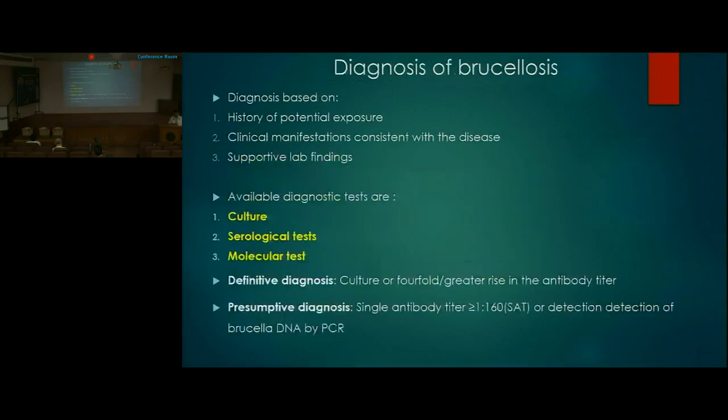The diagnosis of brucellosis is based on a history of potential exposure to infected animals, clinical manifestations consistent with the disease, and supportive lab findings. The available diagnostic tests are categorized into three categories: culture, serological tests, and molecular tests. A definite diagnosis can be made with the isolation of the organism on culture, or by demonstrating a fourfold or greater rise in antibody titer. A presumptive diagnosis can be made with a single antibody titer of more than 1:160 on standard agglutination test, or by detection of Brucella DNA by PCR.